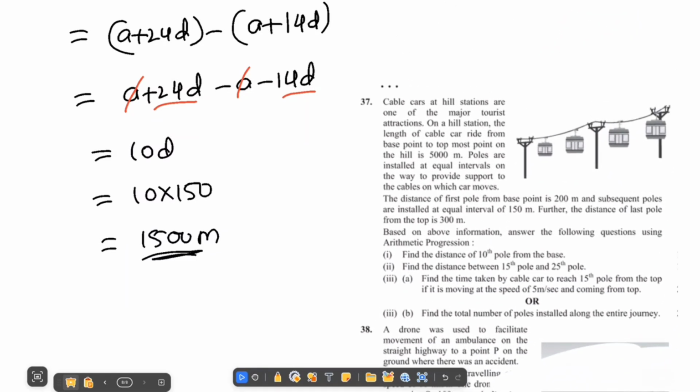Next, let's see the third question: find the time taken by the car to reach 15th pole from the top if it is moving at the rate of 15 meters per second coming from the top. So what is the 15th pole from the top? Let's rewrite the arithmetic progression from last to first.